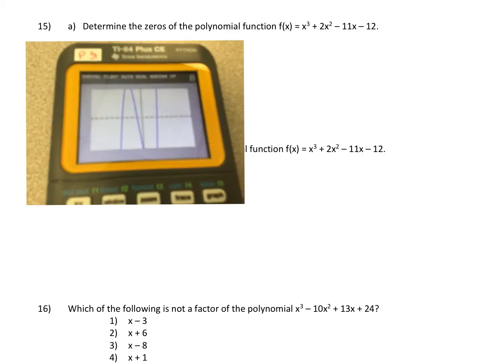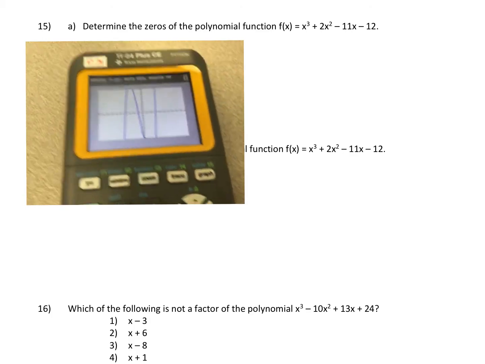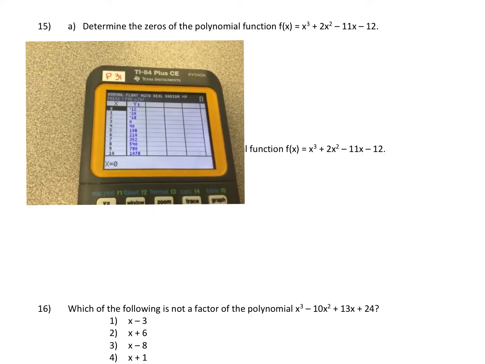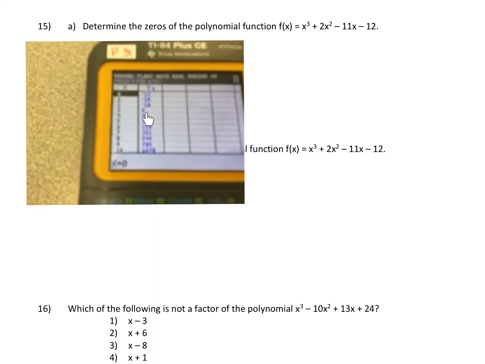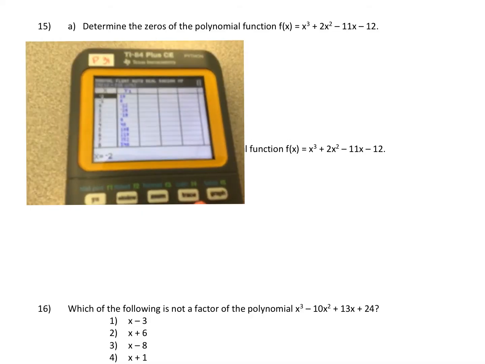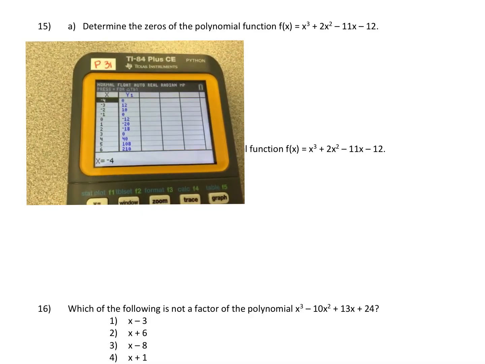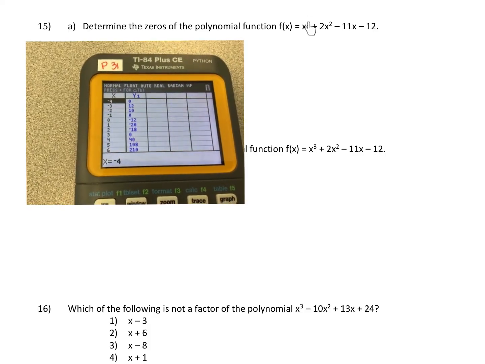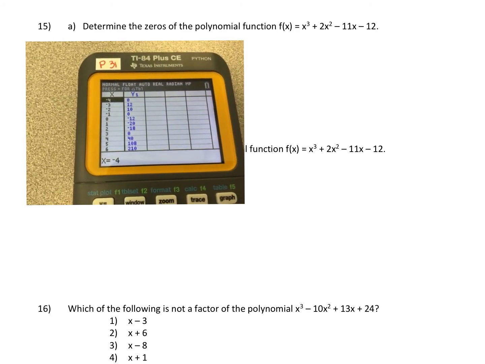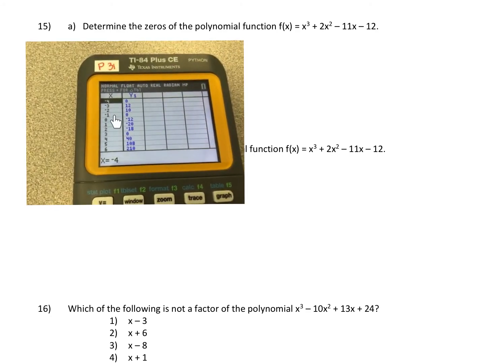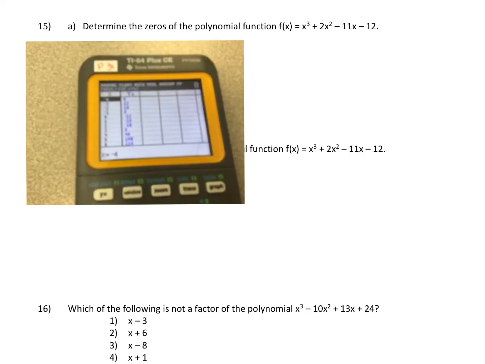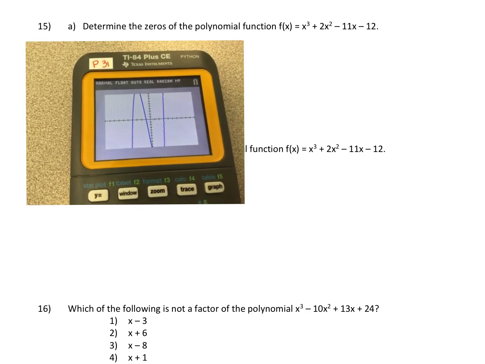But even if it's hard to tell by looking at it, you can go to your table of values, right? If you hit second graph, you can go to your table of values, and what we're looking for is where the y values equal 0. So let me scroll up a little. I'm going to scroll up, and we could see, first of all, this is a third degree function, so we should have 3 solutions. And look here, they are at -4, -1, and positive 3, just like the graph showed.